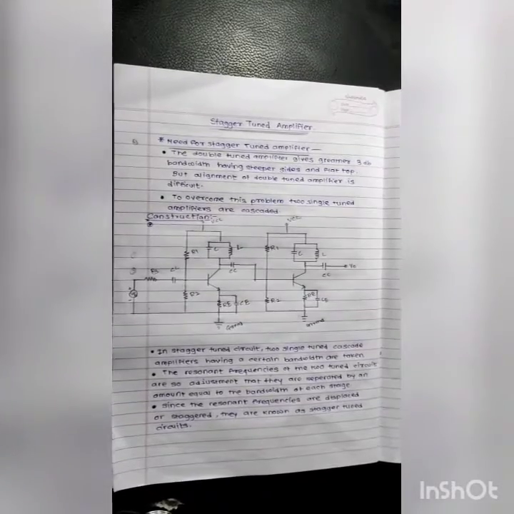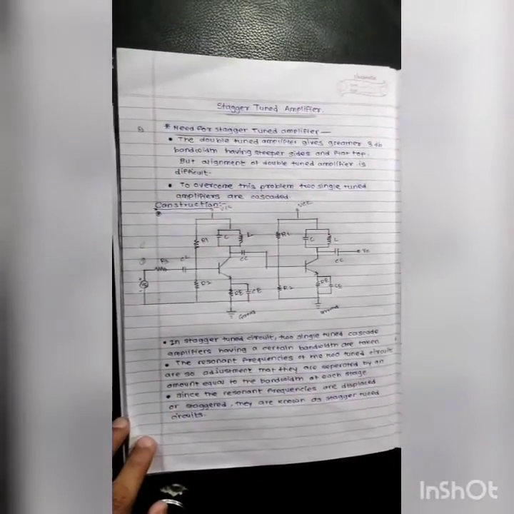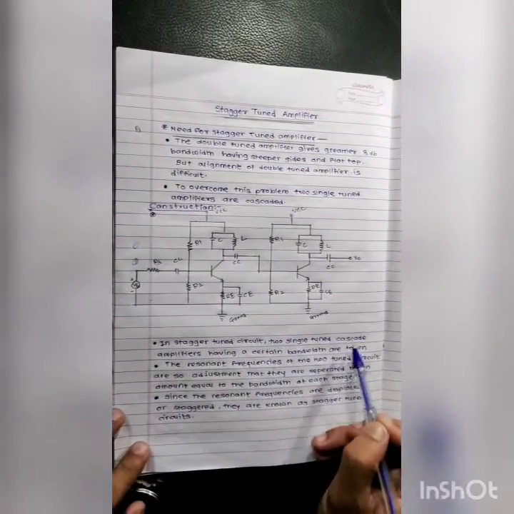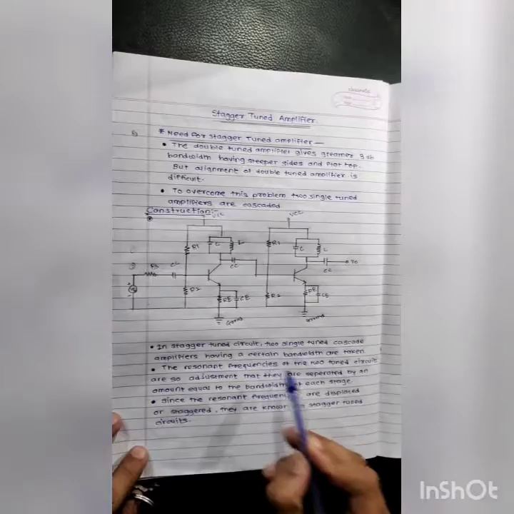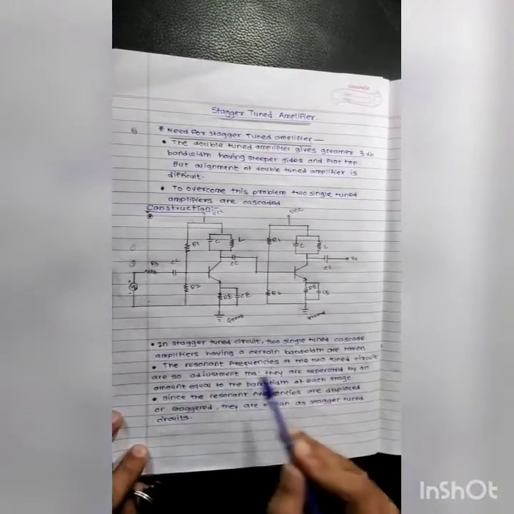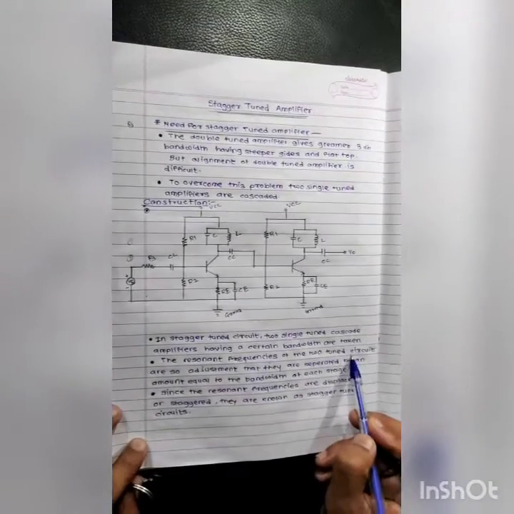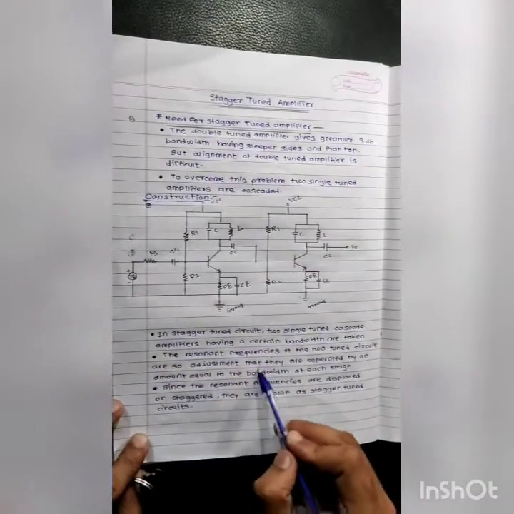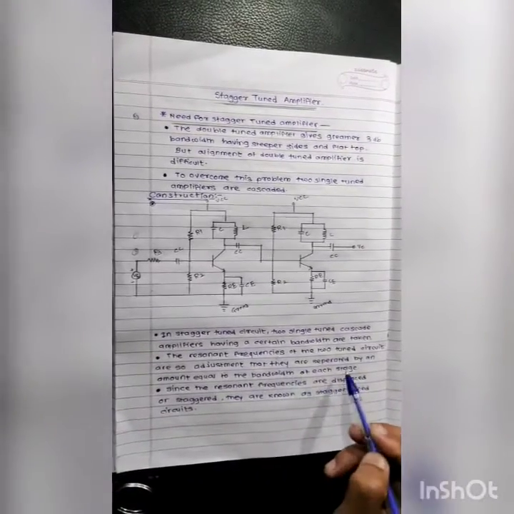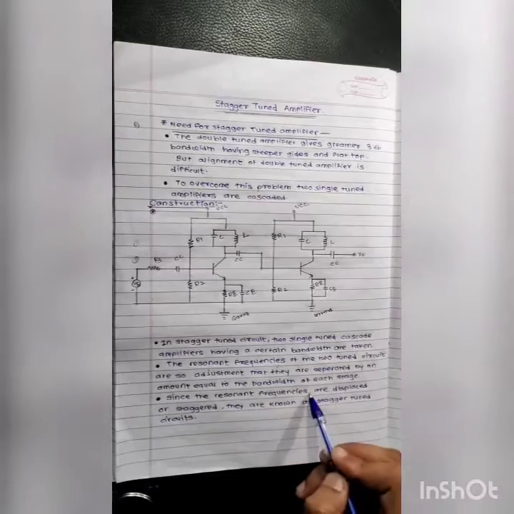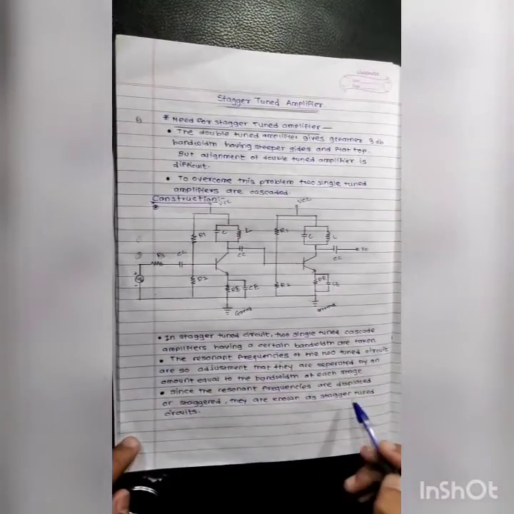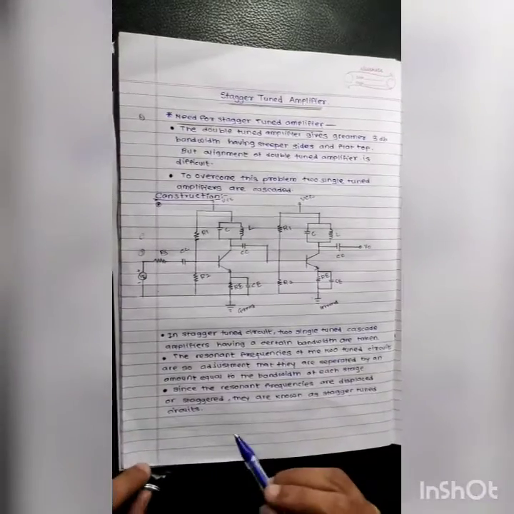Now some information about the stagger tuned amplifier. In a stagger tuned circuit, two single tuned cascade amplifiers having a certain bandwidth are taken. The resonant frequencies of the two tuned circuits are adjusted so that they are separated by an amount equal to the bandwidth of each stage. Since the resonant frequencies are displaced or staggered, they are known as stagger tuned circuits.